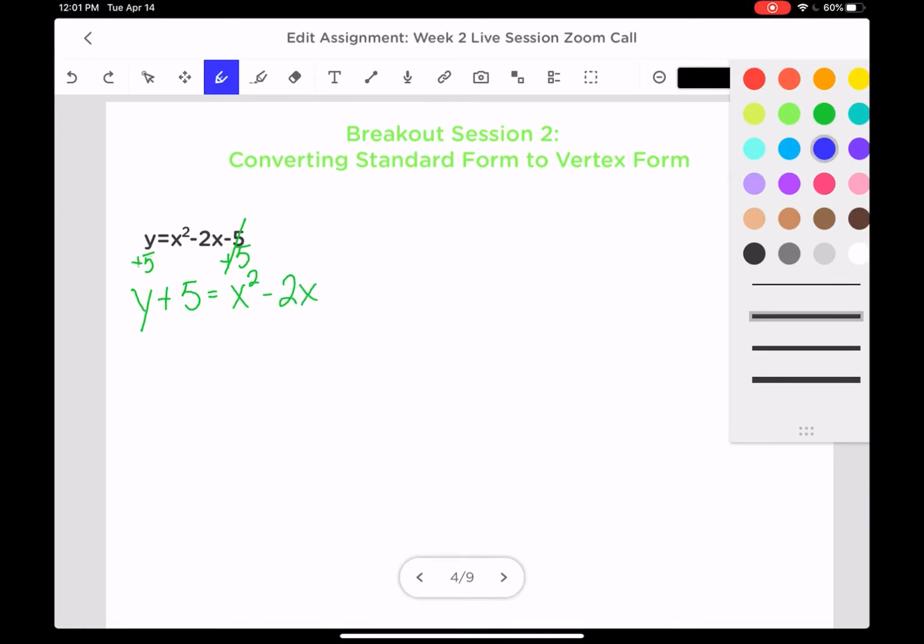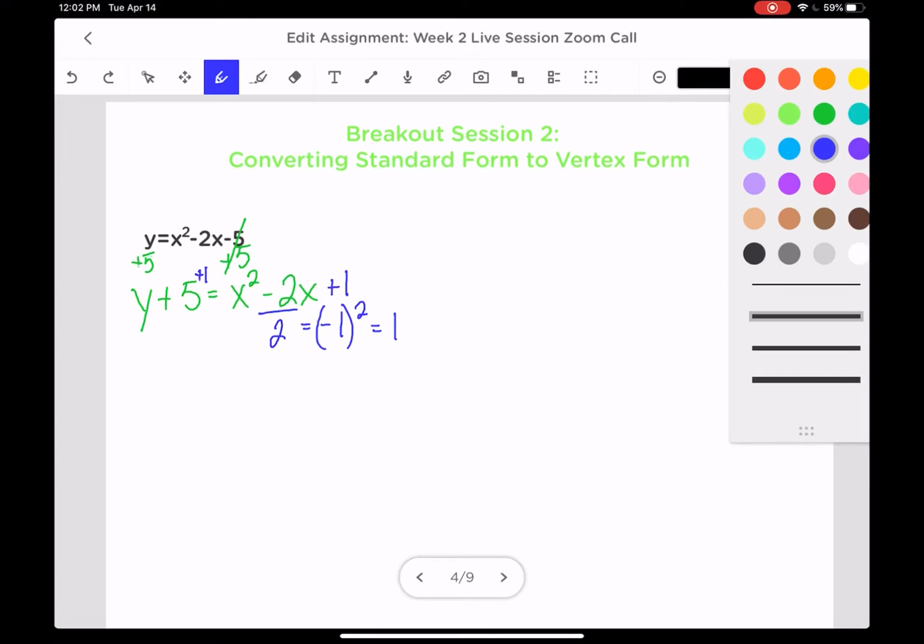Next, I want to complete the square and add the number to both sides. To do that, I take b, which in this case is negative 2. I divide it by 2, so negative 2 divided by 2 is negative 1. And I take that number and I square it. So negative 1 squared is negative 1 times negative 1, which is positive 1. So I'm going to add it to the right side of my equation. I completed the square, but I also need to add it to the other side of my equation to keep my equation balanced.